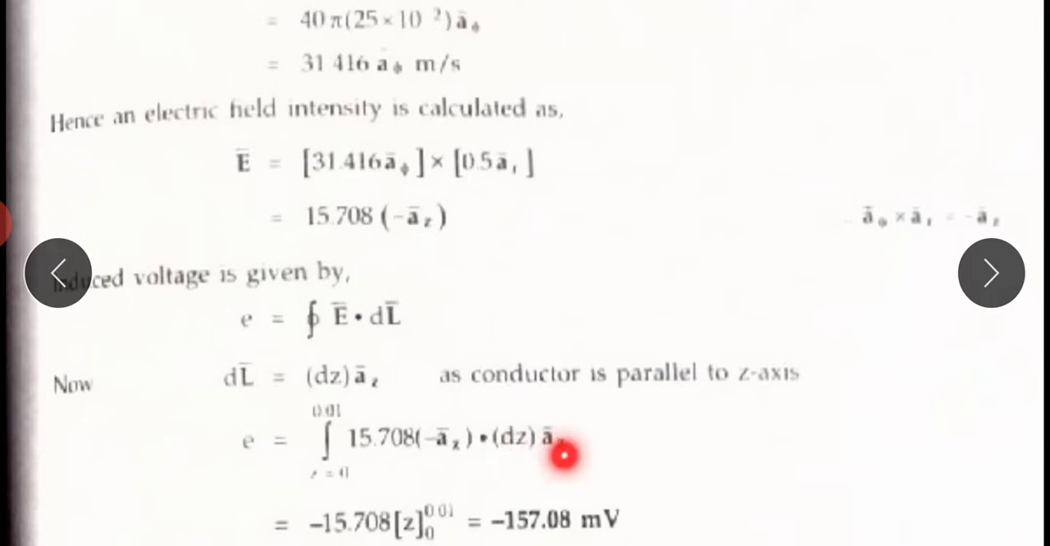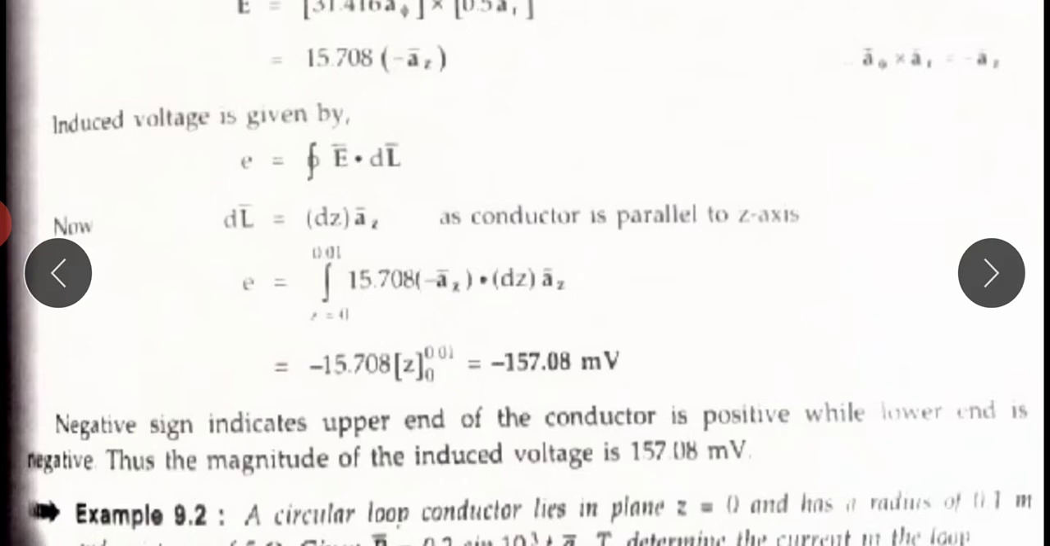The differentiation is with respect to z, and the conductor length is given as 1 centimeter. So the z limits are z equals 0 to 0.01, since 1 centimeter equals 0.01 meters. Finally, E equals minus 15.708 times the integral of dz, which equals z, with limits 0 to 0.01. So it equals minus 157.08 millivolts. Here the negative sign indicates the upper end of the conductor is positive while the lower end of the conductor is negative.